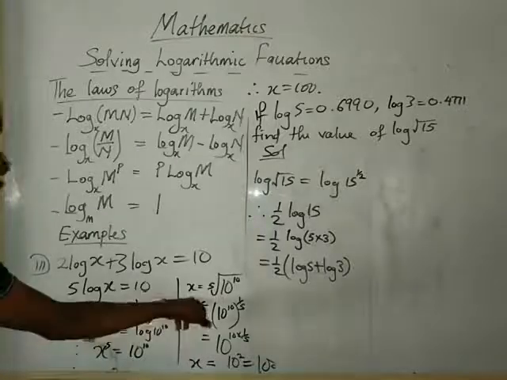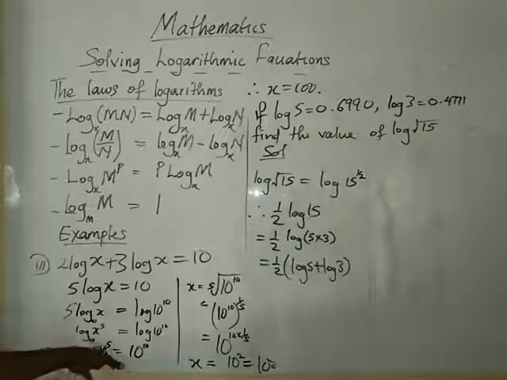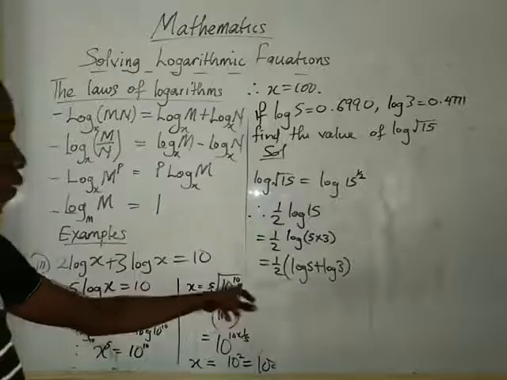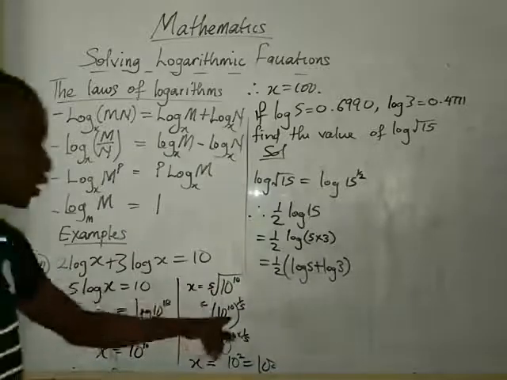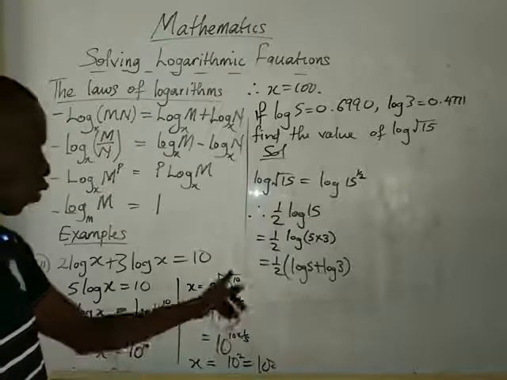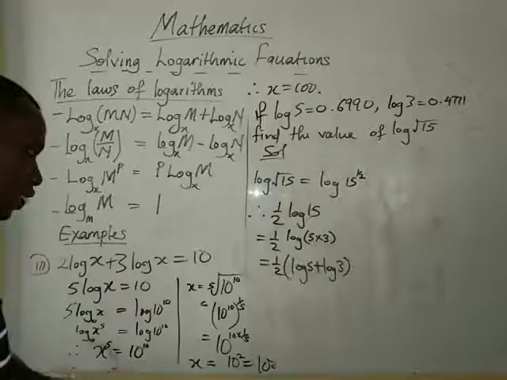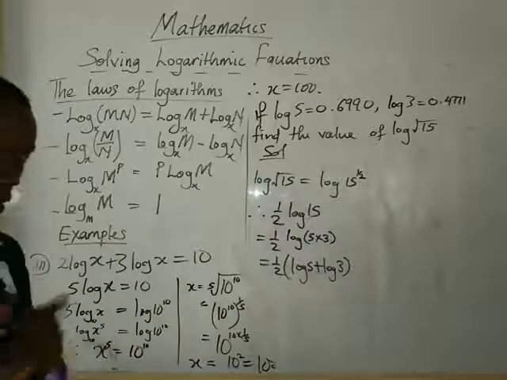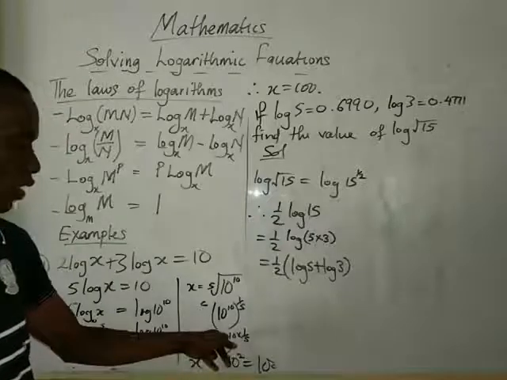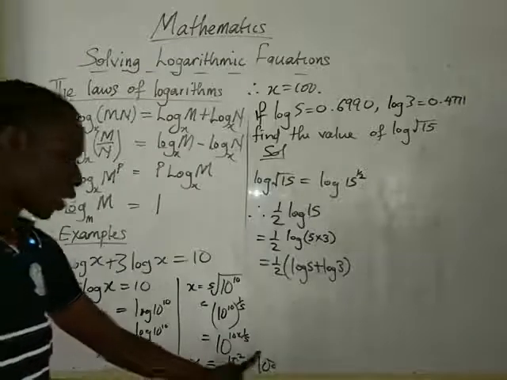To find my x, I will find the fifth root of both sides. So the fifth root of x raised to the power 5 will give me x, which equals the fifth root of 10 raised to the power 10. Converting that to index form, I will have 10 raised to the power 10, all raised to the power 1 over 5. The powers multiply according to the law of indices, giving 10 raised to the power 10 times 1 over 5, which is 2. So therefore, my x equals 10 raised to the power 2.